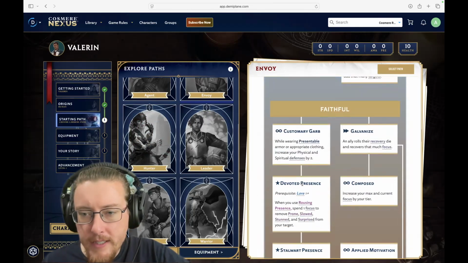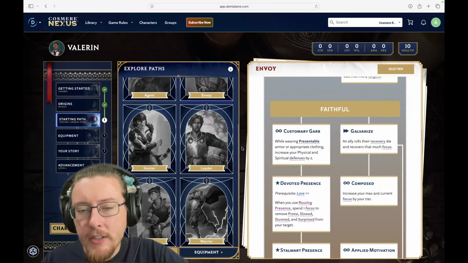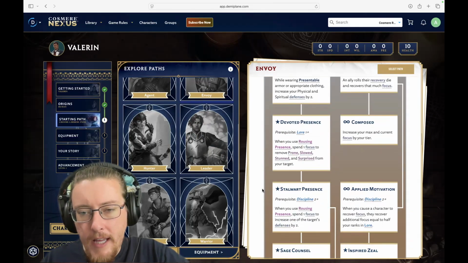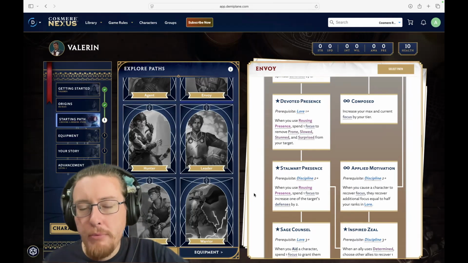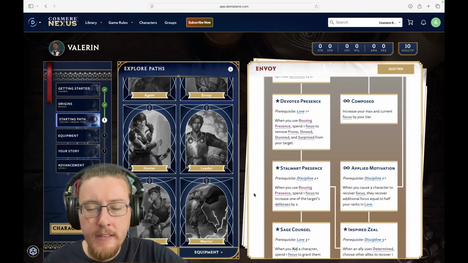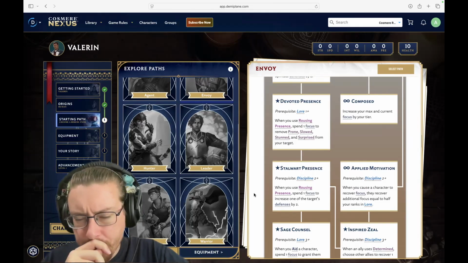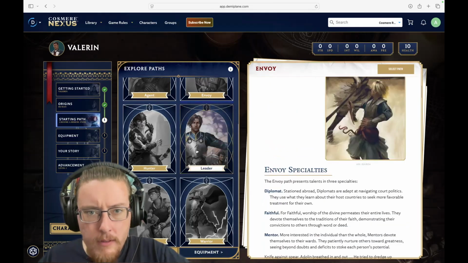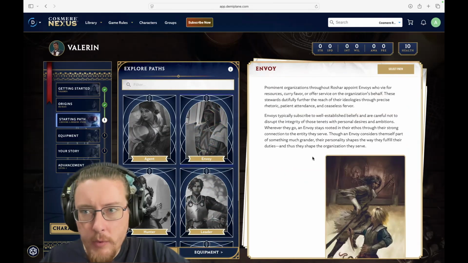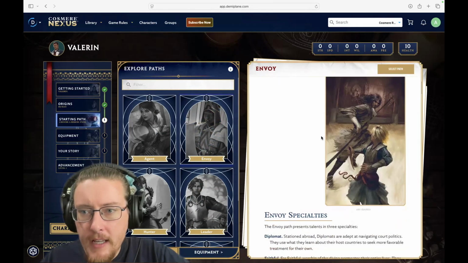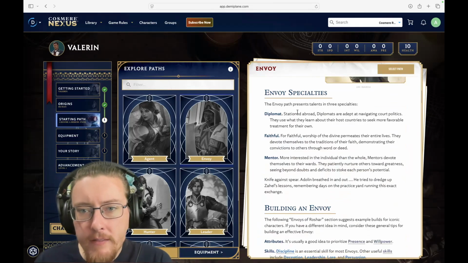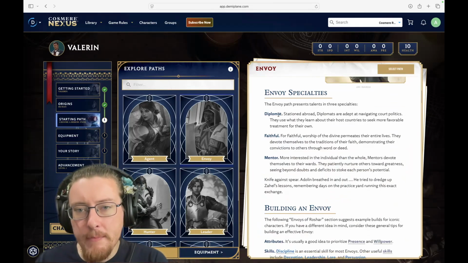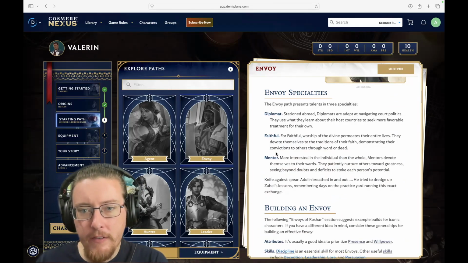I am looking forward to the day where I get to create a character that isn't going to be a Radiant and see what kind of facets that brings to the role play, to the combat, to the skill, to the endeavors. So I think I am going to choose Envoy because right now at this moment, that's the thing that I know the least about. So the Envoy path presents three specialties: Diplomat, Faithful, and Mentor.